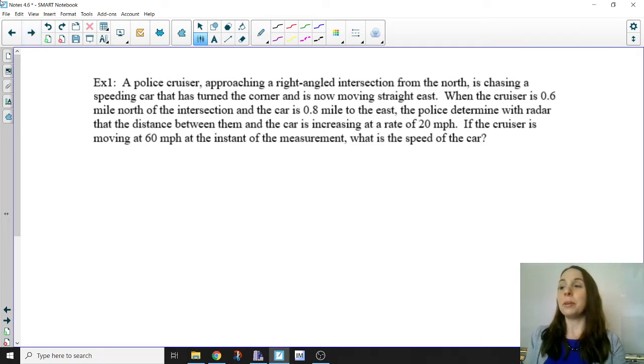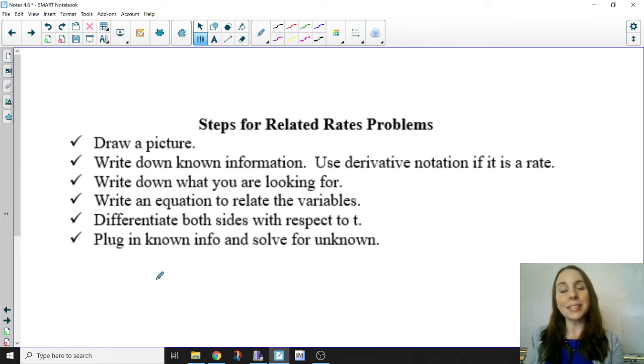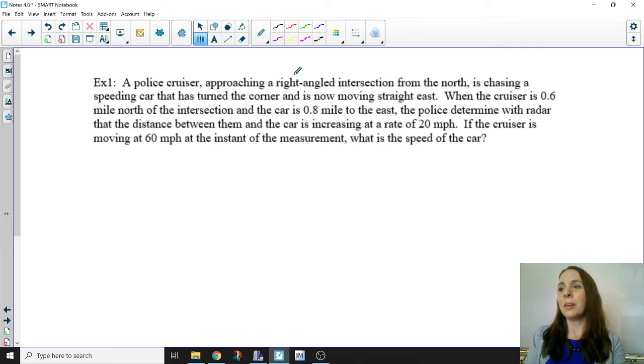Okay, remember, we are going to work through these steps to try to answer that question. The question again was, what is the speed of the car? Meaning the speeding car. How fast is it going? Okay, step 1. Start with something easy. Draw a picture. Hopefully that's easy. Okay, keep in mind, you have a right angle. That's a pretty important thing to note here. A right-angled intersection, and we're talking about north and east.